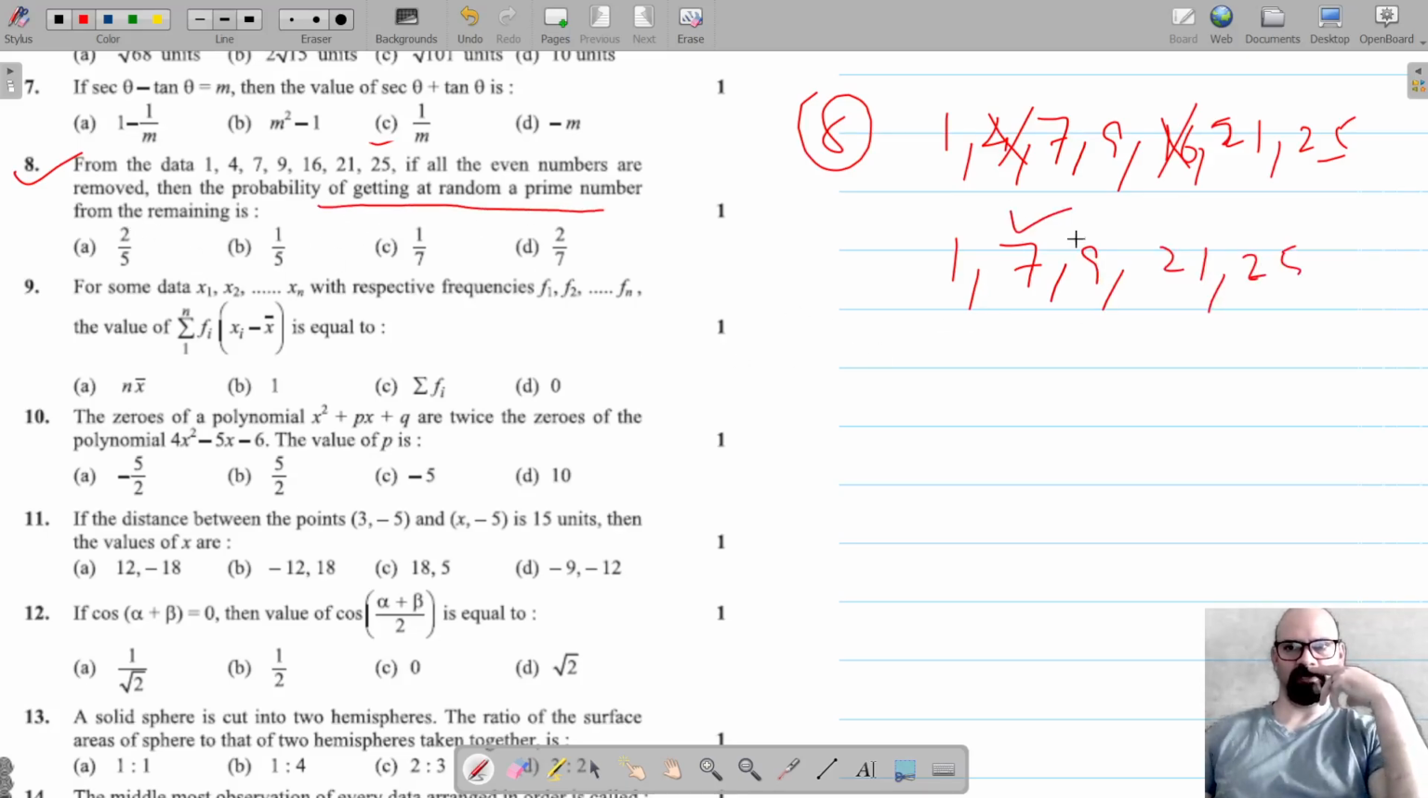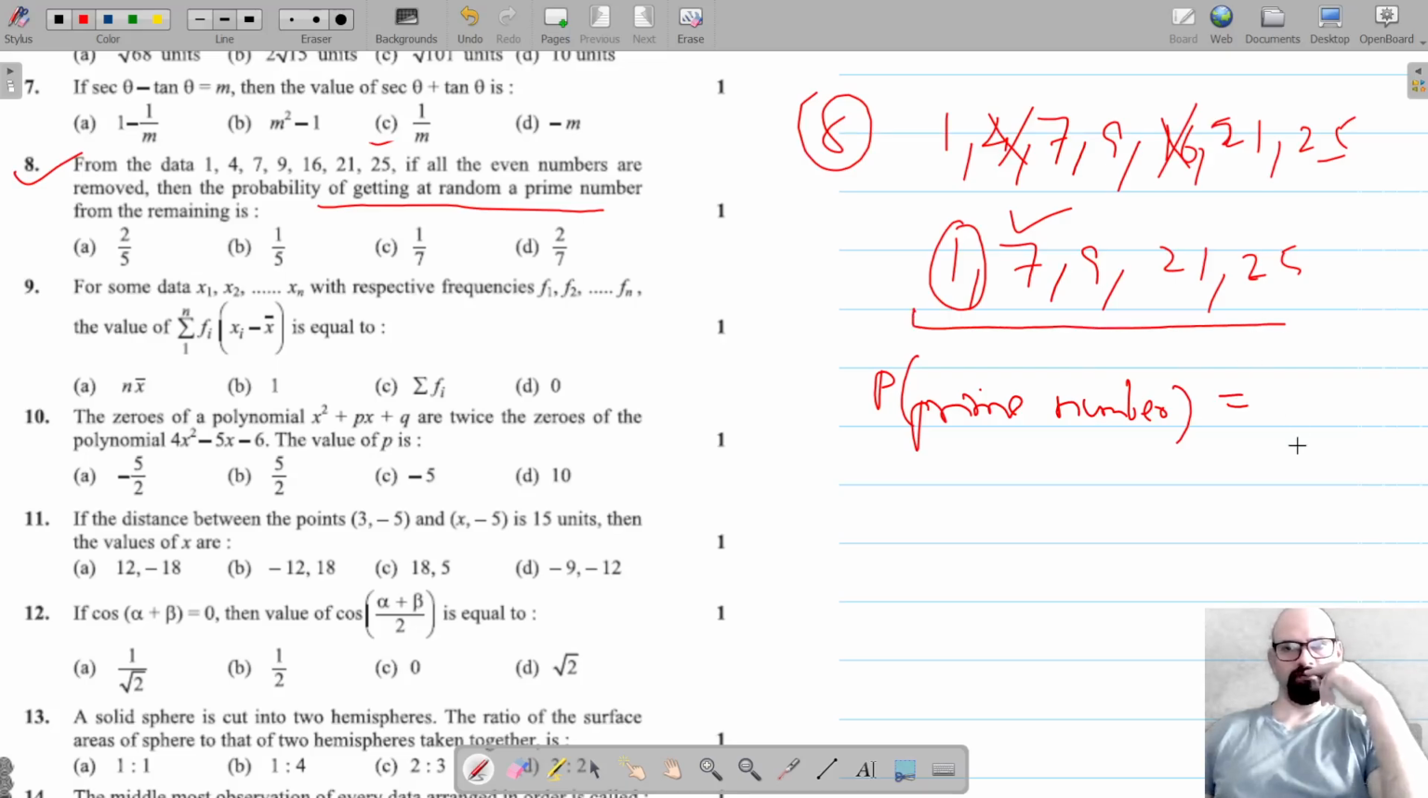So the prime numbers are 7. 7 is the only prime number, 1 is neither prime nor composite. So the probability of prime number here is the total numbers are 5, out of them 1 is prime, so this is 1 by 5.